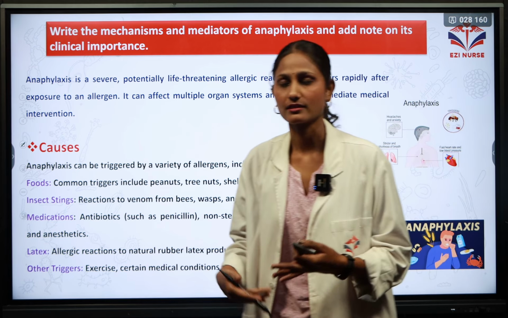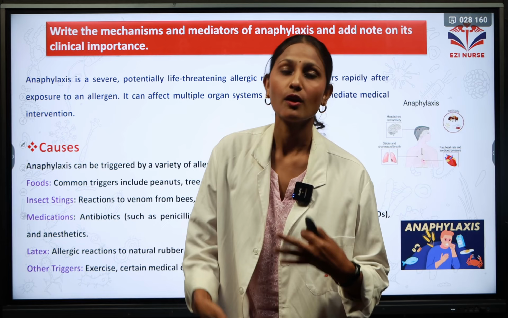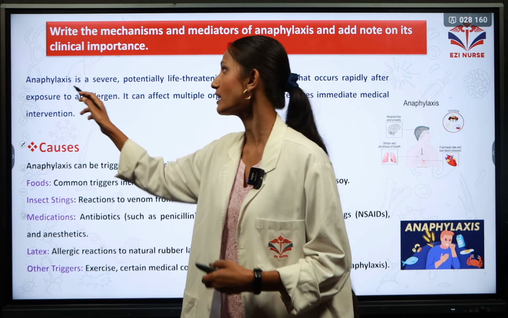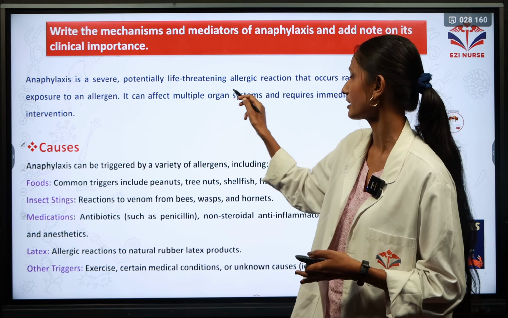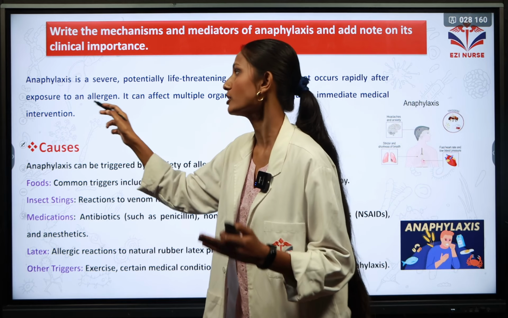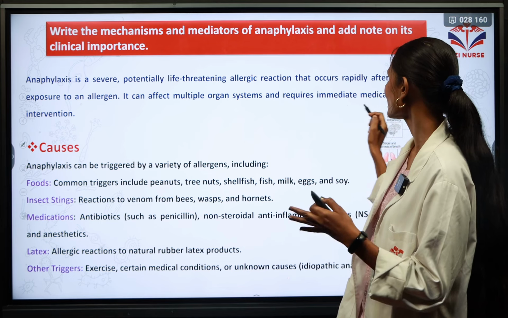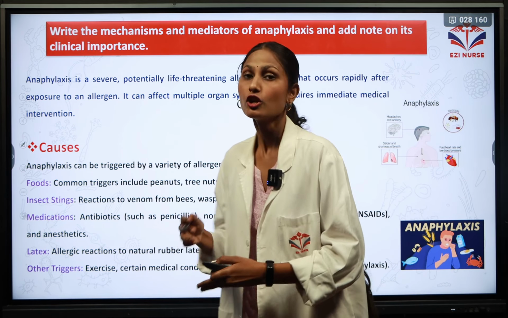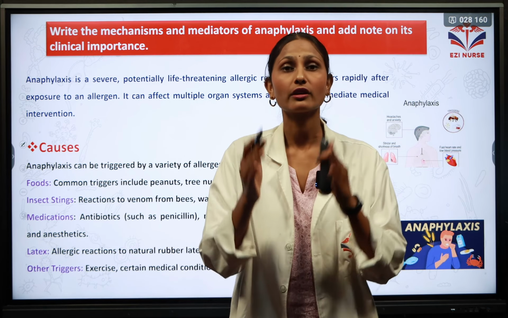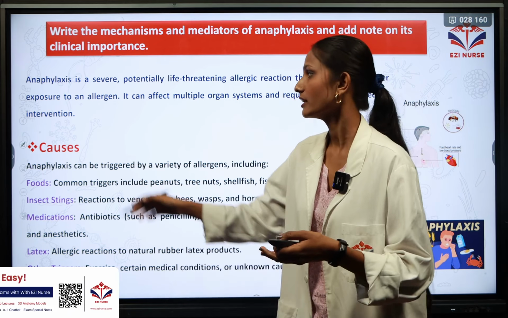So what is anaphylaxis? Anaphylaxis is a severe allergic reaction that can occur when the person gets first contact with the allergen. It is a severe, potentially life-threatening allergic reaction that occurs rapidly after exposure to an allergen. It can affect multiple organ systems and requires immediate medical intervention. So if that allergic reaction occurs in the person for the first time, for that also we need immediate medical intervention.